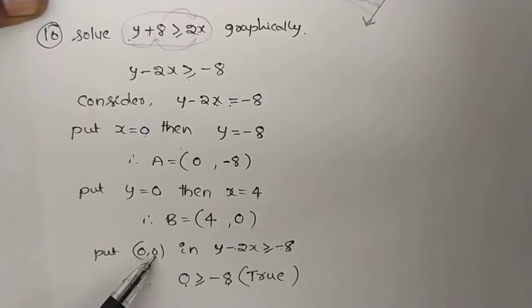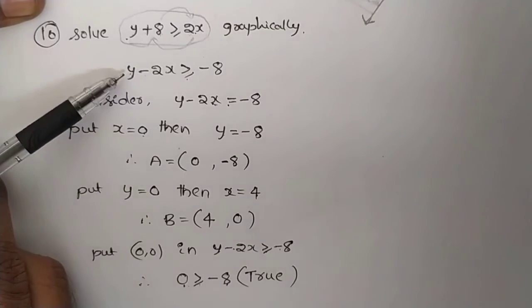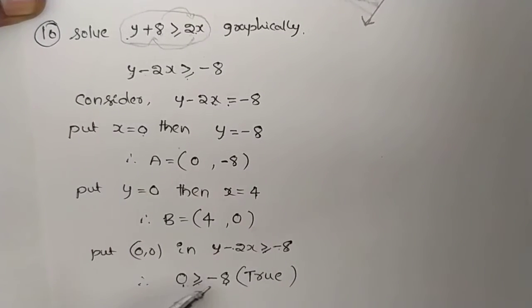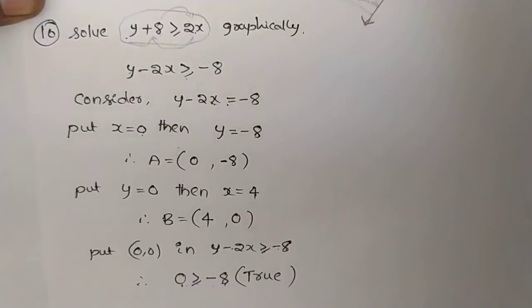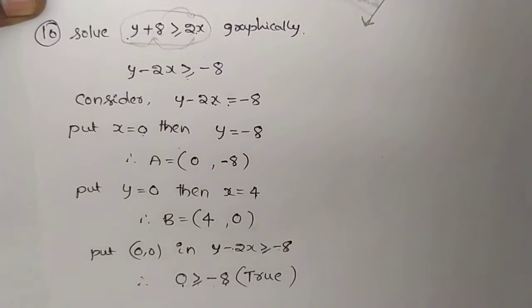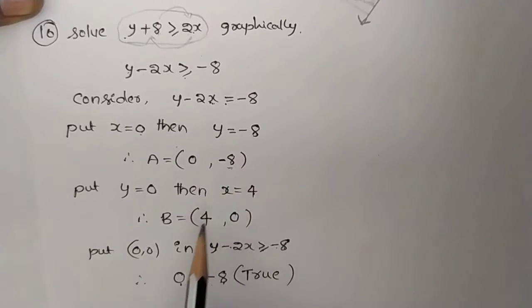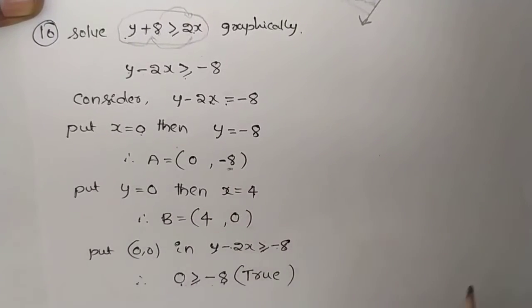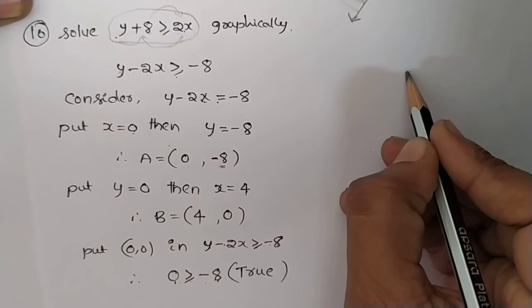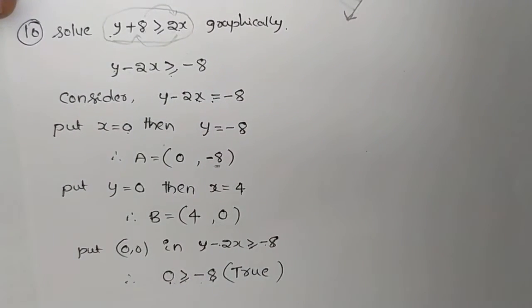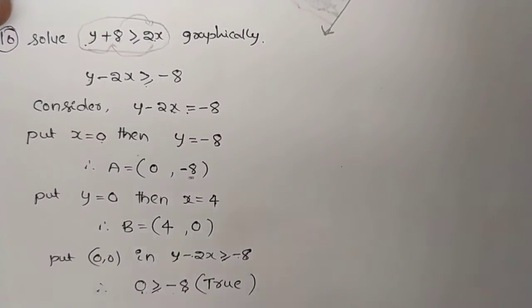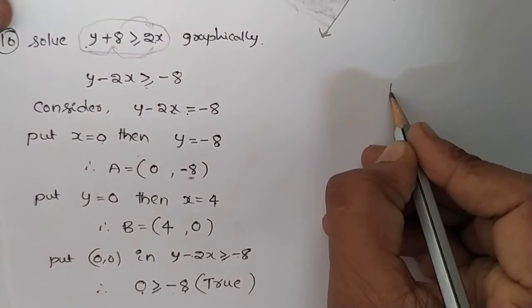Next, if we put 0 comma 0 in this inequality, we will get 0 greater than or equal to minus 8. That result will be true. 0 is more than minus 8. Now draw the graph. In this we have minus 8. Therefore, consider negative x-axis and negative y-axis also. Take negative x-axis and negative y-axis.